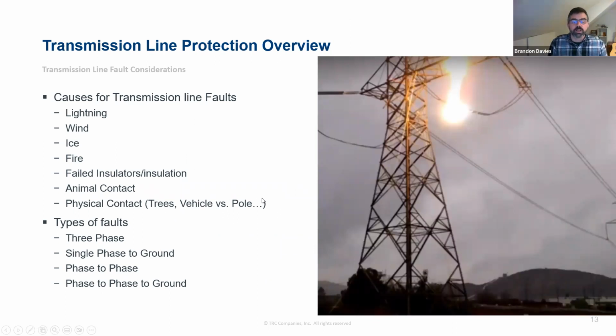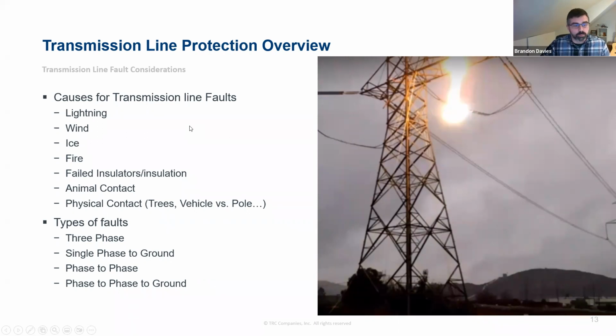Okay, so now we've covered what a transmission line is, how it's built, what it's there for, and how it operates electrically. Really what we're concerned about as protection engineers is how this thing can fail. What can cause a fault? What types of things do we need to provision our protection system for, to isolate and fix a problem on the transmission system?